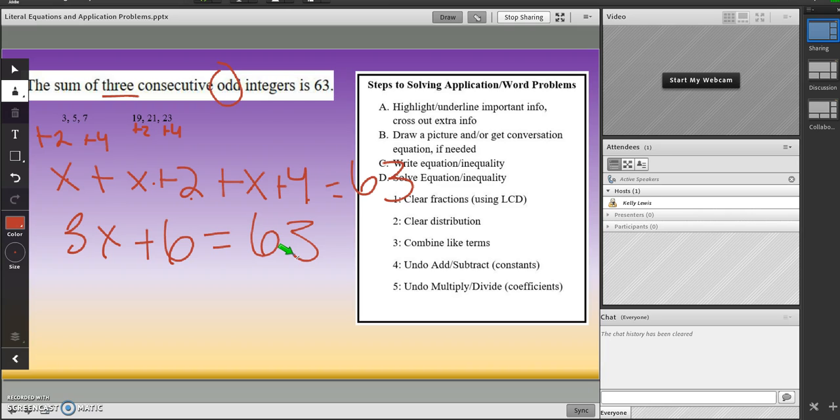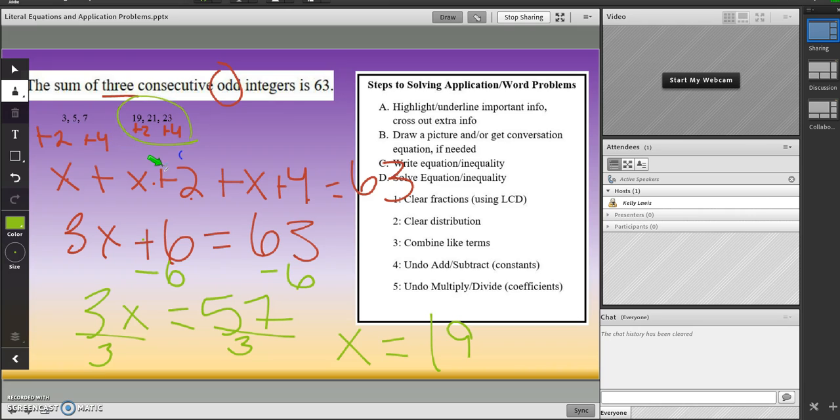Okay, and then we're going to subtract 6 because this 6 is being added and the opposite operation of addition is subtraction. 57 equals 3x, and that 3 is being multiplied, so we're going to divide. So we're going to do 57 divided by 3. Oh, that's funny. When we type in our calculator, we get 19, and it was a total fluke that I just pulled that out. So my numbers are 19. We need to add 2, so we get 21. And then we add 4, so we get 23.